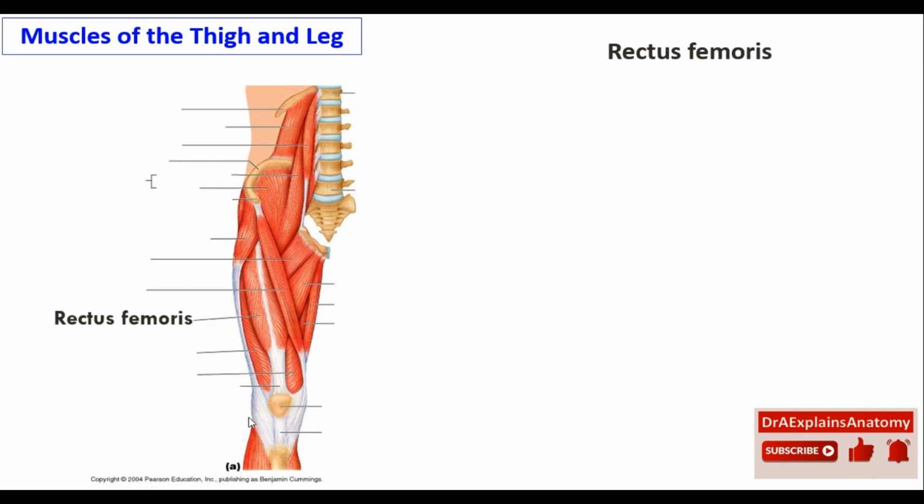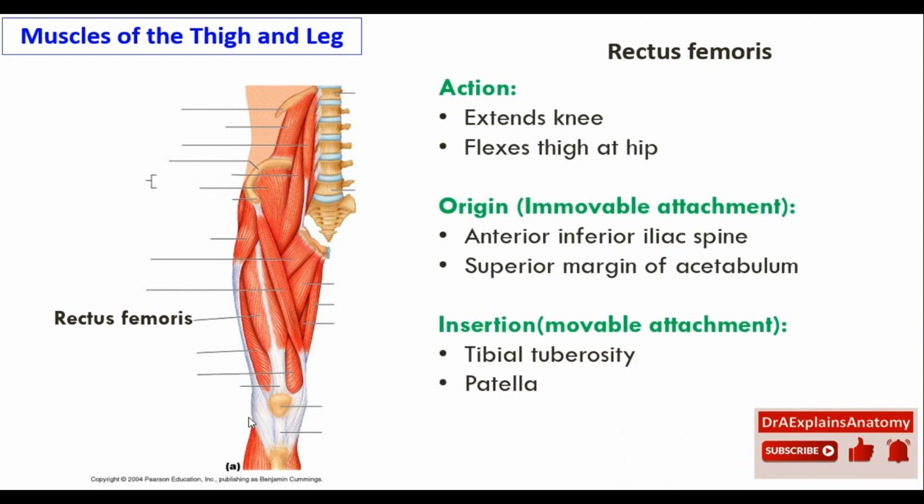Moving to the rectus femoris muscle, which is one of the four muscles that form the quadriceps femoris muscle. The rectus femoris extends the knee and also flexes the thigh at the hip joint. So that is the thigh.